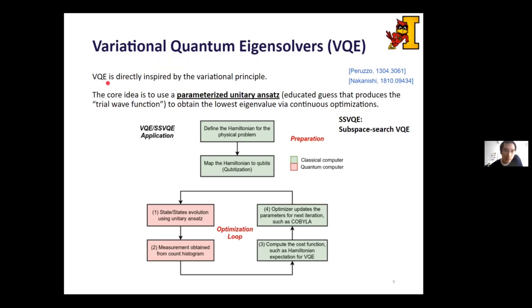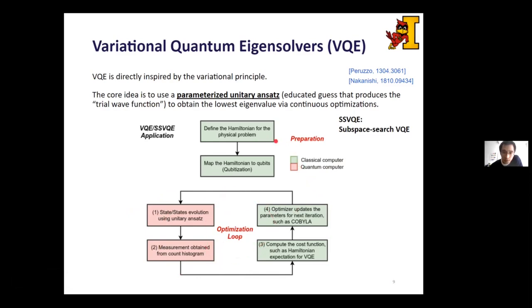So VQE is directly inspired by the variational principle. It's basically a hybrid approach. The core idea is to use a parameterized unitary ansatz or a set of gates that can produce the trial wave function in order to obtain the lowest eigenvalue via continuous optimization. Here I made this diagram to illustrate the workflow of VQE. The green boxes represent what you can do on classical computers, and the red boxes represent what you can do on quantum computers. So you can see it's a hybrid approach.